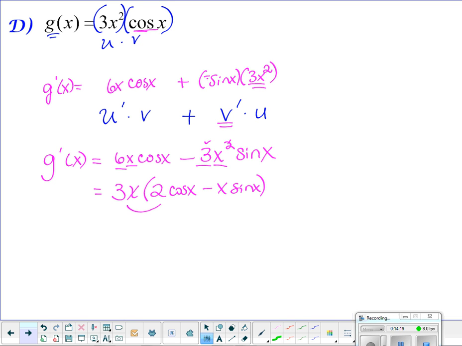Just do a mental check, redistribute, make sure that it is the same as what we had started with, the 6x cosine x. Looks good. And a 3x squared sine x.